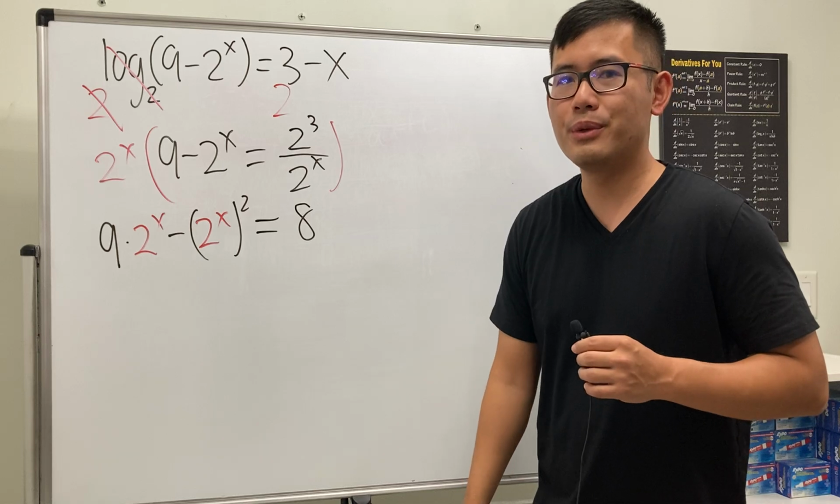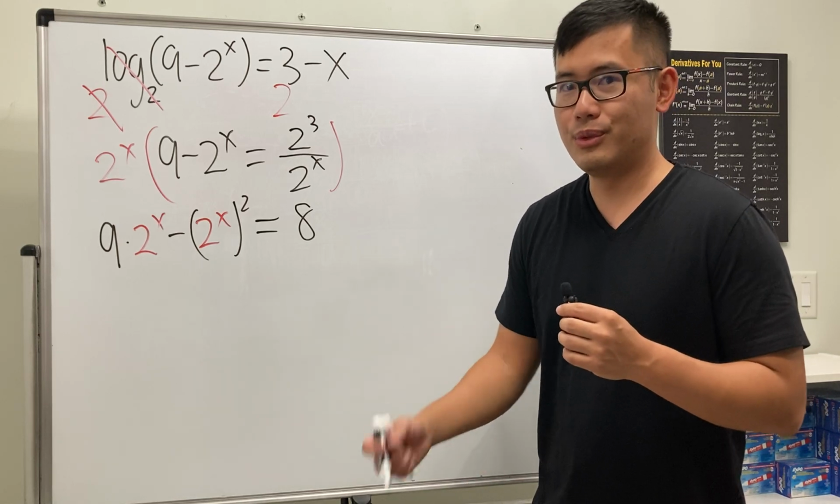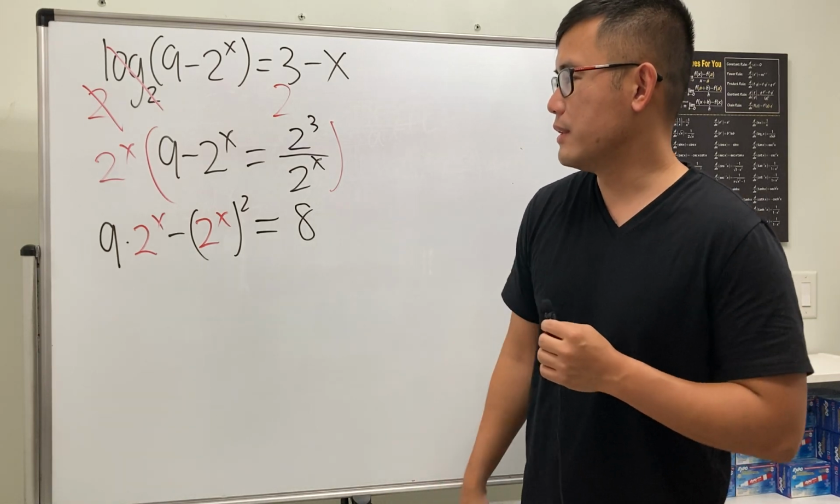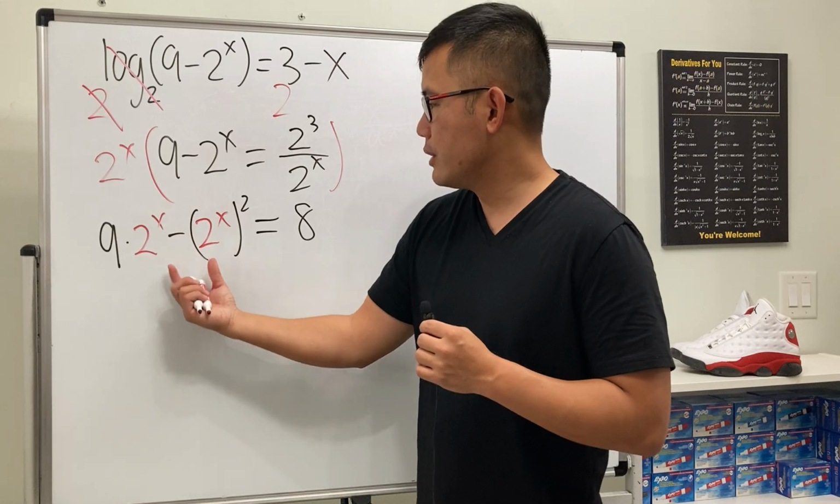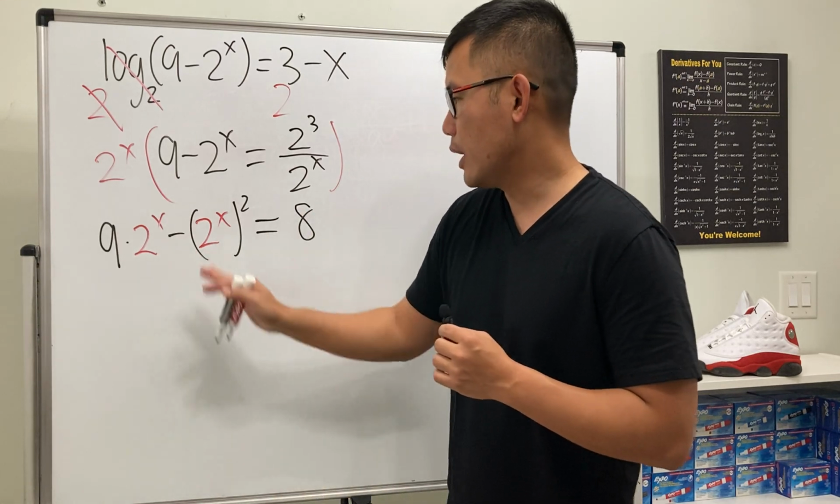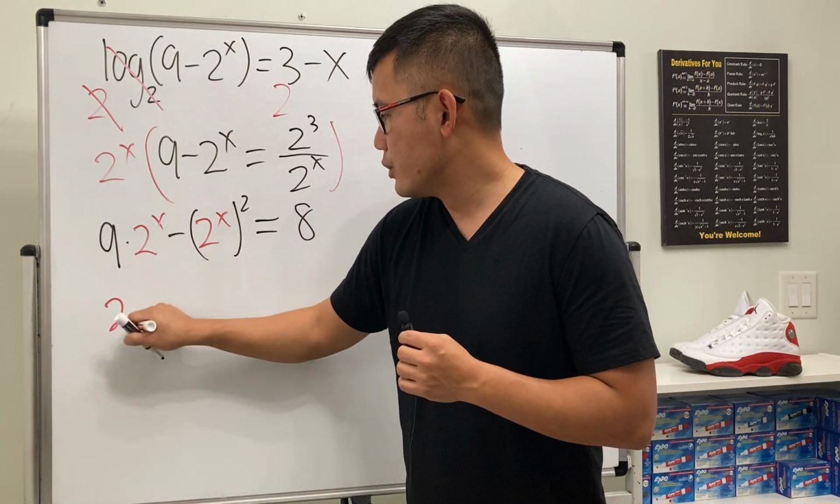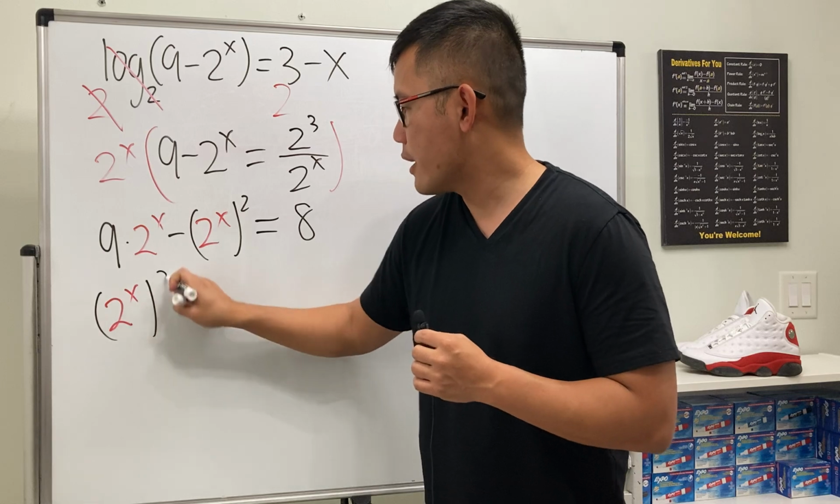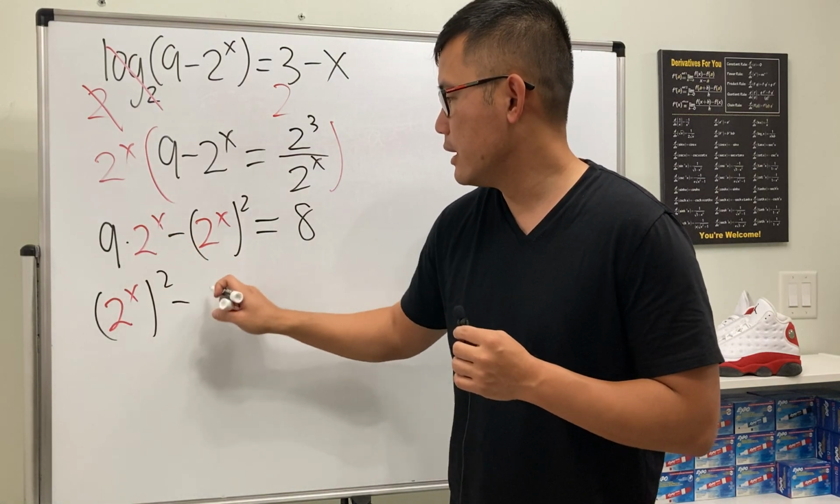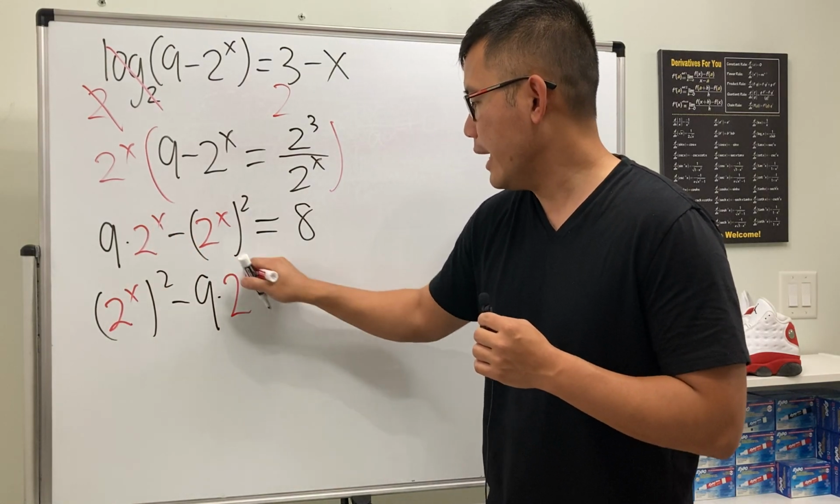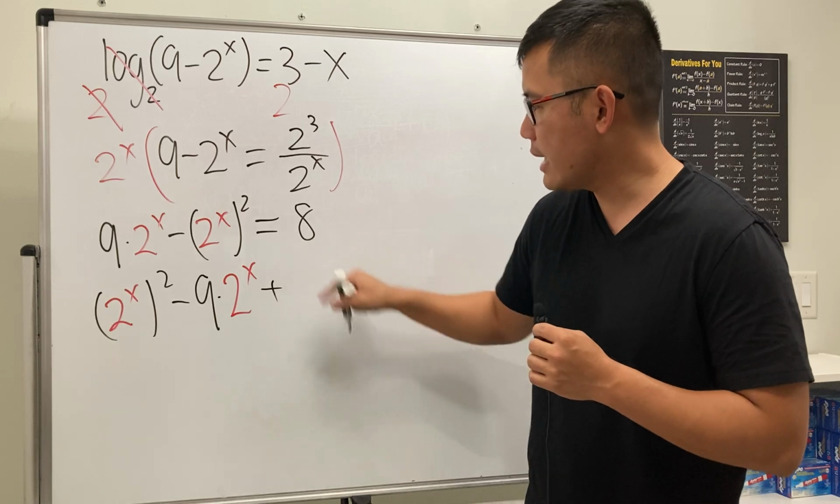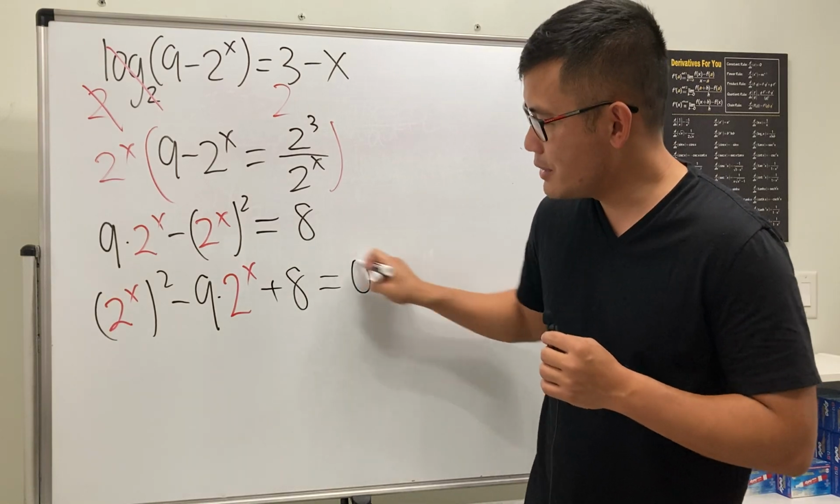In fact, look at this. This is a quadratic equation in terms of 2 to the x. So now we just have to fix this a little bit. Let me put these two things on the right hand side. We have 2 to the x squared, and then minus 9 times 2 to the x, added with 8. That will be equal to 0.